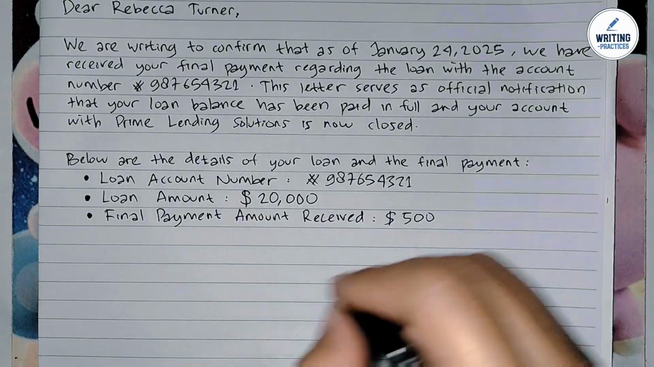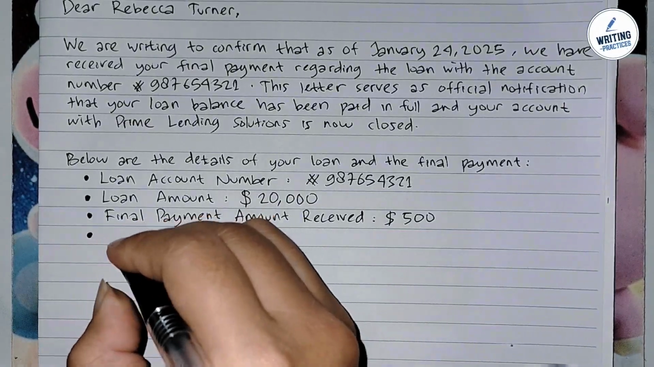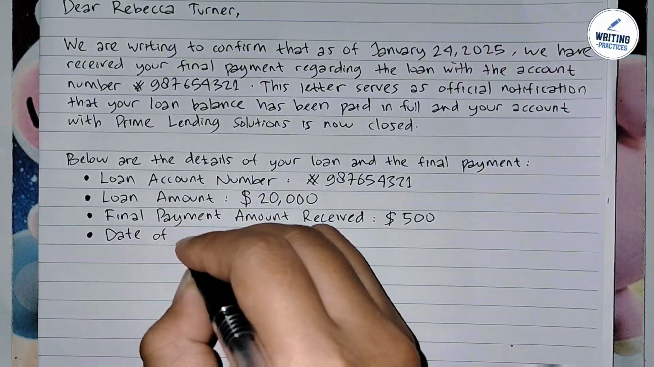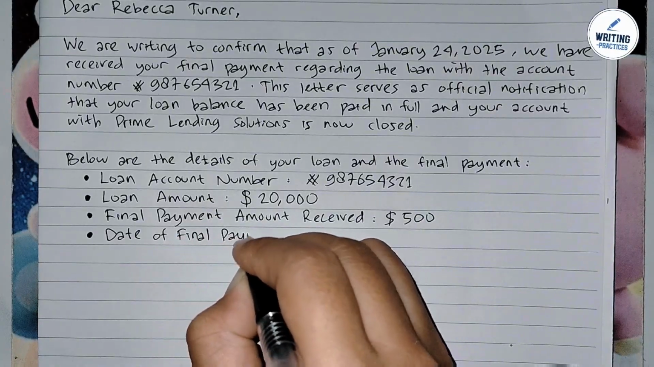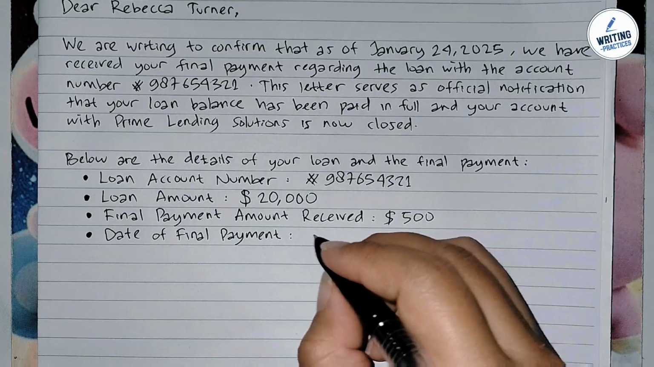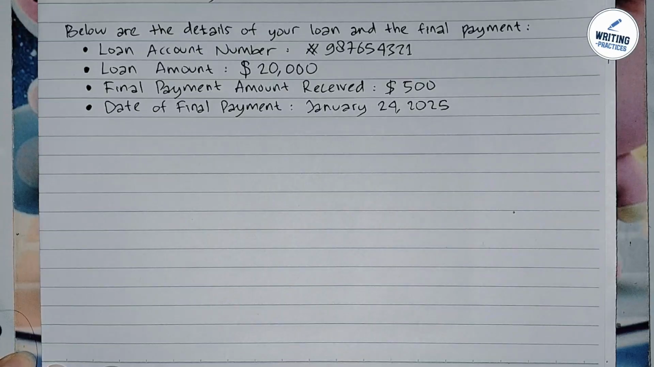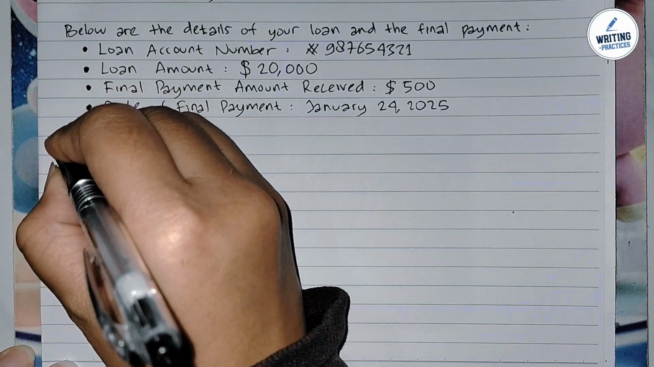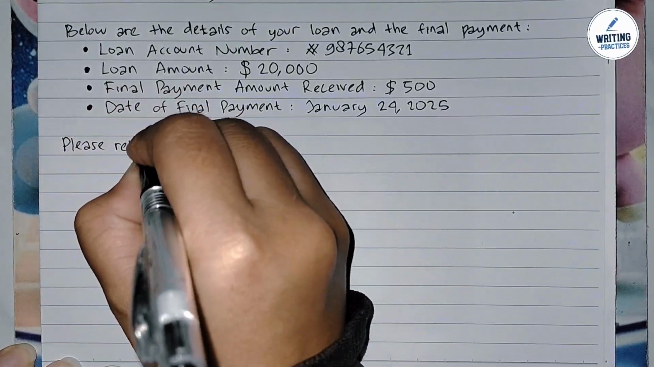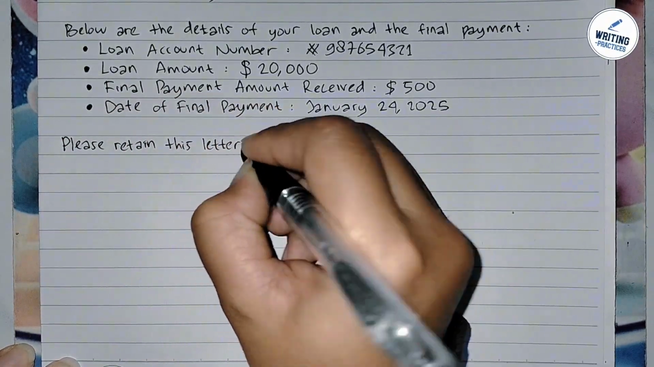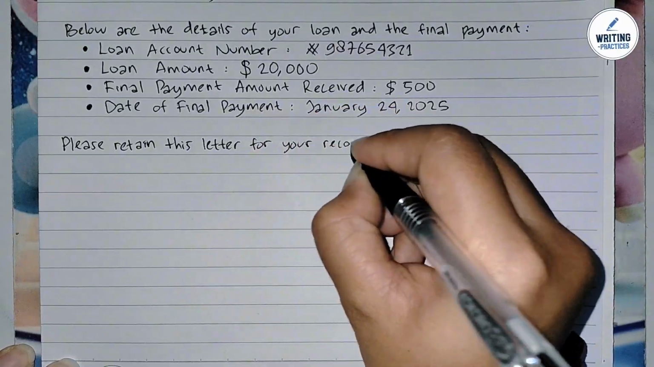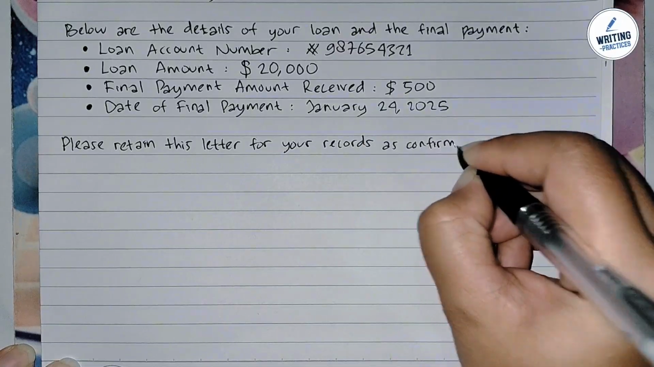The fourth point is the date of final payment. It is the exact date on which the final payment was received. For example, date of final payment, January 24, 2025. In paragraph 3, you will have to write about confirmation and appreciation. Here, you need to advise the borrower to keep the letter for future reference.